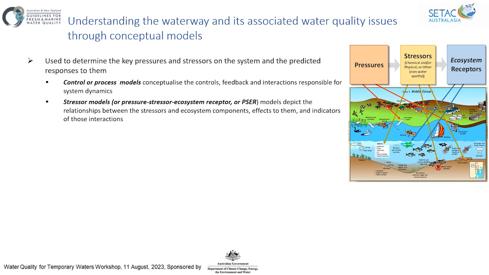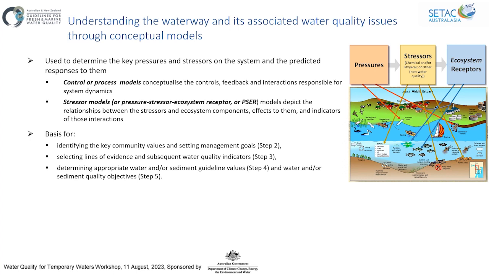So the main guidelines and the guidance document that came from the workshop on temporary waters recognise two components to the conceptual model. Firstly, we've got the control or the process model, and that just looks at the system drivers and their interactions, basically outside of human disturbance. So this is basically how the system behaves naturally. The stressor model we depict over the top of that, and it looks at the effects of pressures and stresses on the receptors and the indicators of those interactions. So now you can see where the pressure stressor ecosystem receptor framework comes in, which is carried right through to all of the other steps.